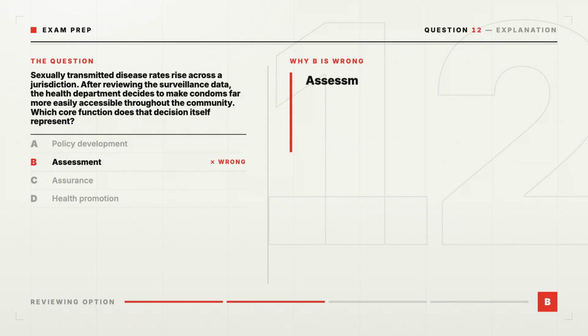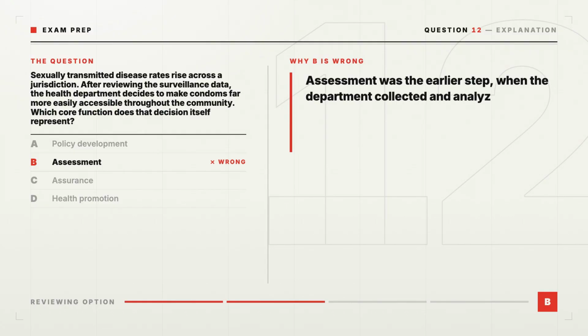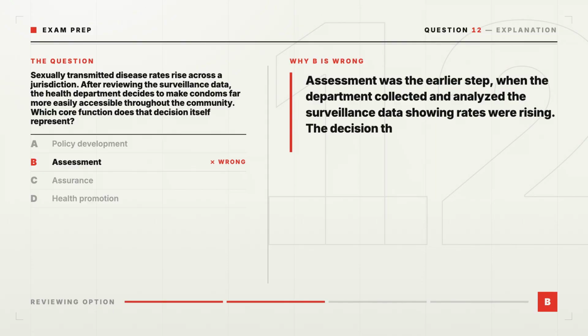B is wrong because assessment was the earlier step, when the department collected and analyzed the surveillance data showing rates were rising. The decision that follows belongs to a different function.